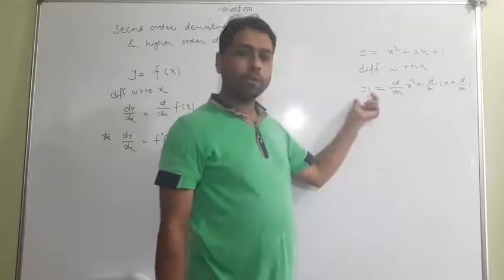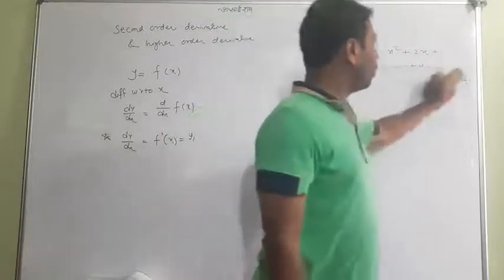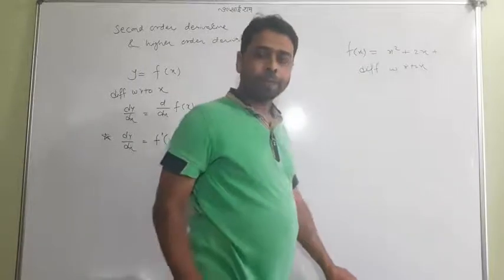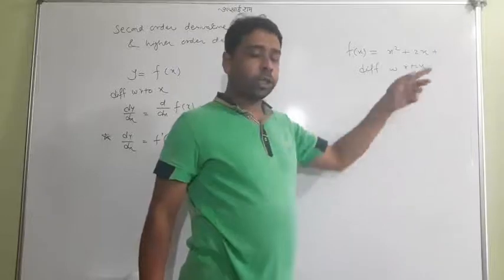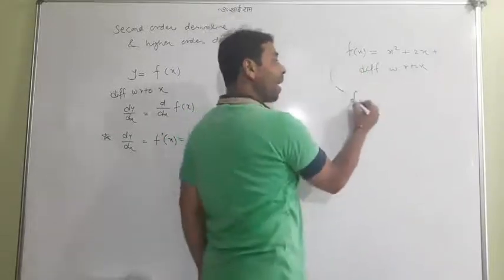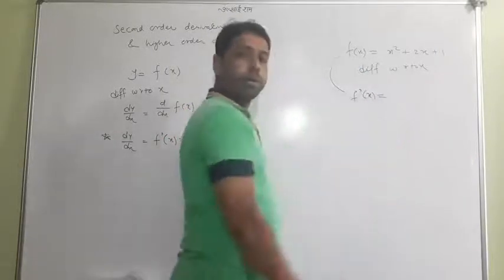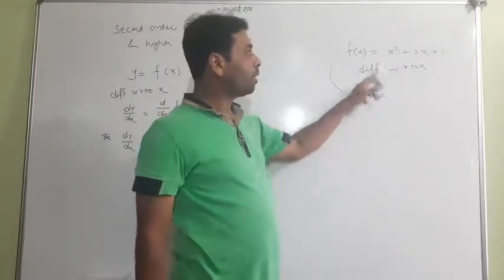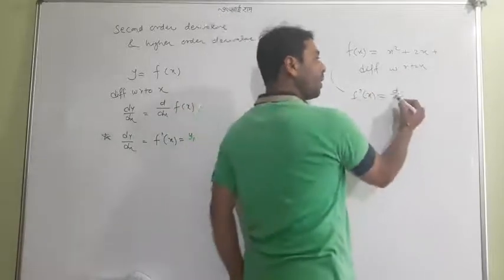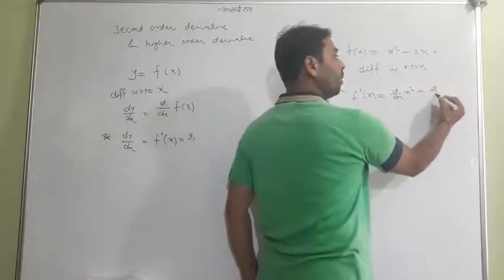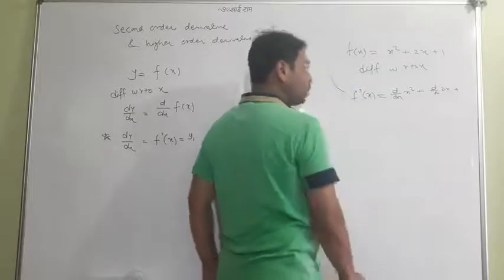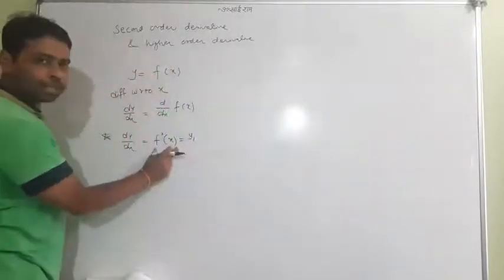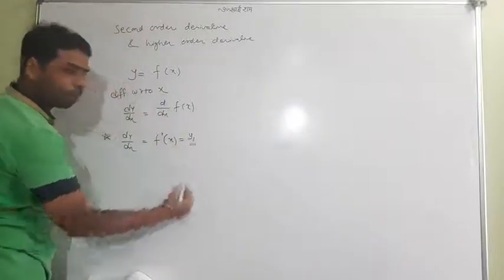But this is important. Now let me explain one more thing: if you are supposed to have f of x here, you will write differentiate with respect to x. Then you will write f dash x. You need not write d by dx of f of x. You can directly write f dash x, which is equal to d by dx of x square, d by dx of 2x and d by dx of 1. So I am only telling you the symbols, which are f dash x and y1. This is very famous.